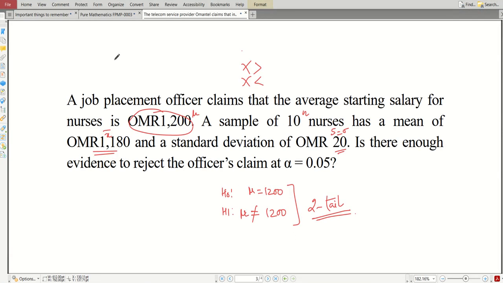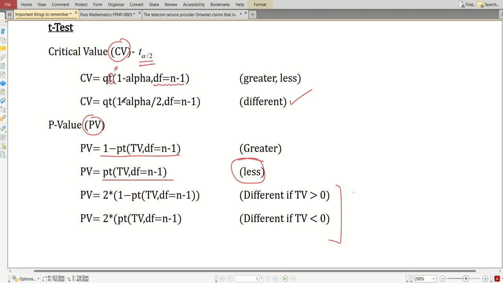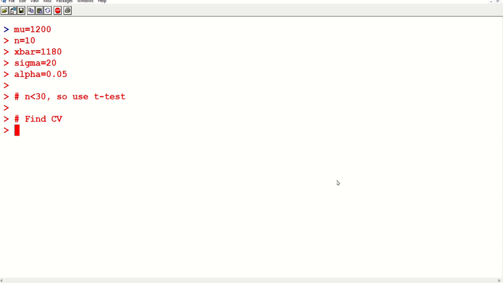And what is the critical value if you are having a different alternative, not qt 1 minus alpha by 2? This you need to remember. Critical value is equal to qt bracket 1 minus alpha divide 2 comma degree of freedom is equal to n minus 1. Okay, and if you type it, the critical value comes out like this. So there are two things here.